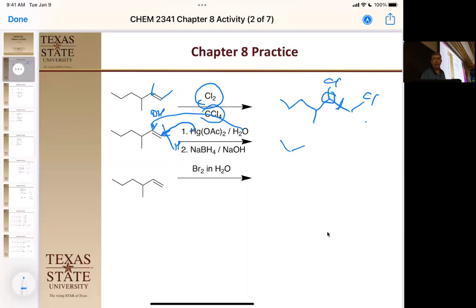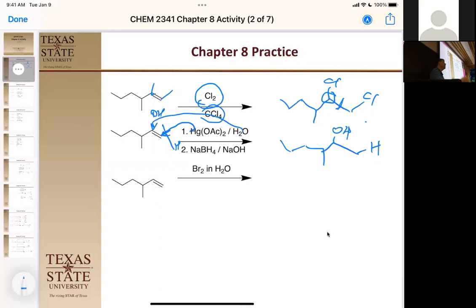So let's draw our product. We're going to have our OH here and a hydrogen here. I'm going to draw the hydrogen because we actually removed the mercury to put that hydrogen there. So that did change. That is a new hydrogen to the molecule. Okay. So our next one here is bromine in water. Ooh, so we're going to get almost the same product as the top one, right?